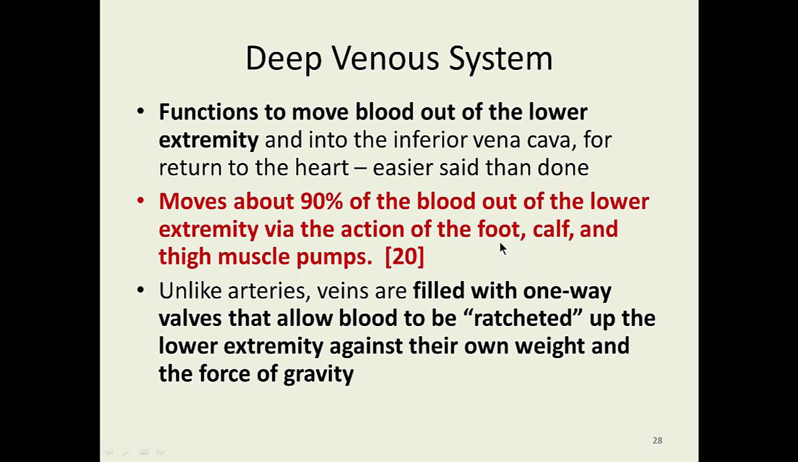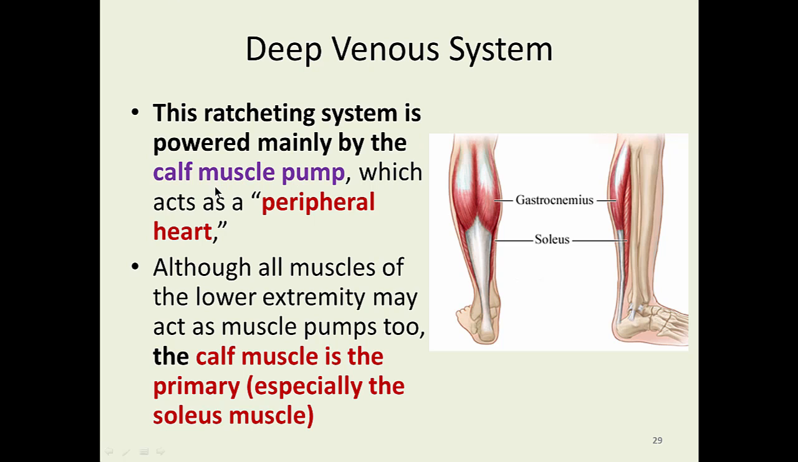A peripheral heart is actually these things called muscle pumps. The most important one is in the calf, the soleus muscle to be exact. There are also pumps in the thigh and in the foot as well, but the calf is by far considered the peripheral heart, and it pumps blood up by you just walking around. Okay, so unlike arteries, veins are filled with one-way valves that allow blood to ratchet up the lower extremity against the weight of the column of blood moving up, and against the force of gravity. So this ratchet system is powered by the calf muscle pump, which is mainly the soleus. That's considered the peripheral heart.